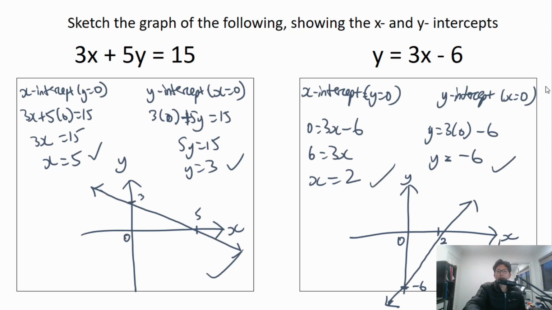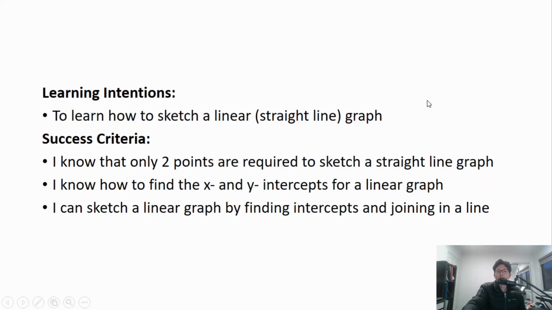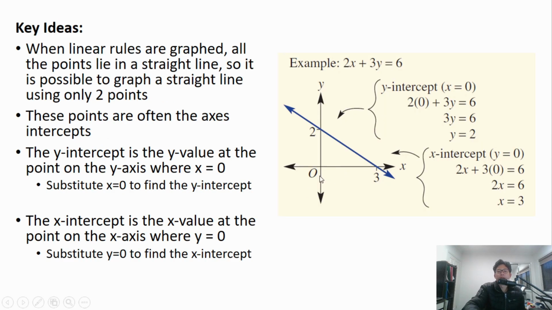Alright, so that brings us to the end of this video. Hopefully by now you know that the only two points required to sketch a straight line graph are the x and y-intercepts. We do this by substituting y equals 0 to find the x-intercept and x equals 0 to find the y-intercept. You should all be able to sketch a linear graph by now by finding intercepts and joining them with a line. Also remember to include the origin, the axis labels, and the arrows on either end of the line.